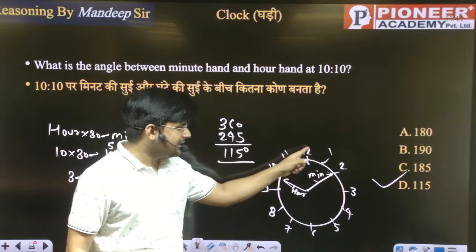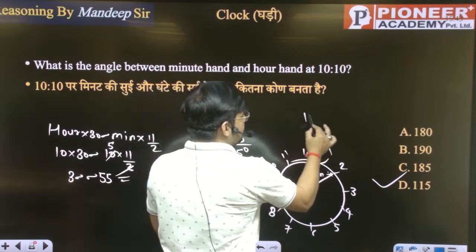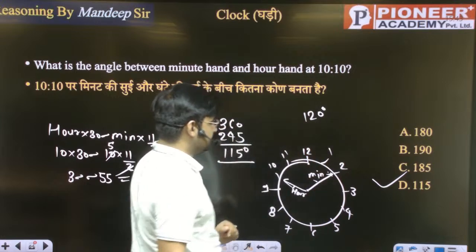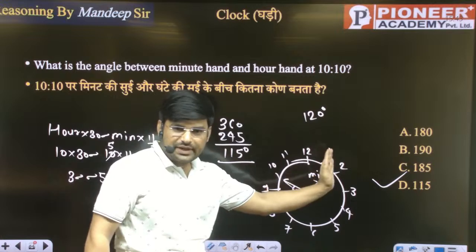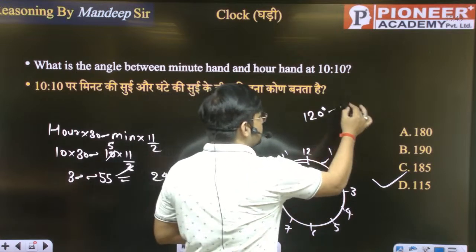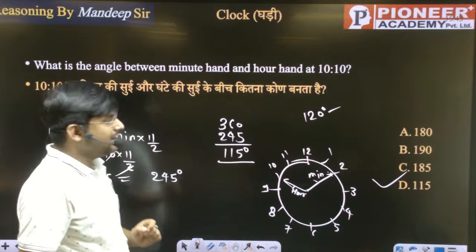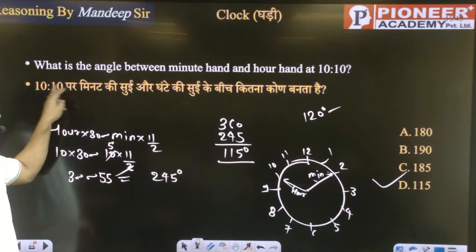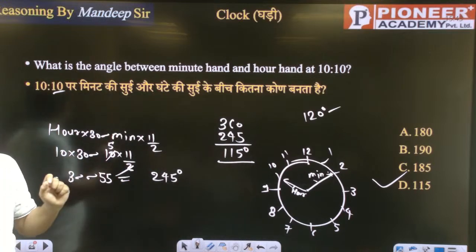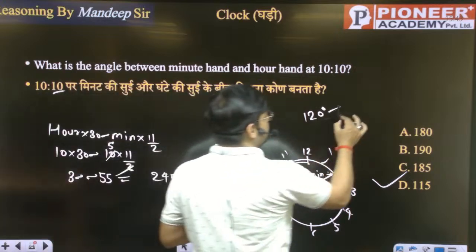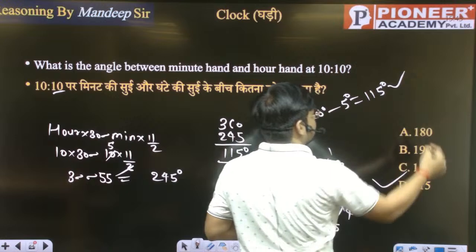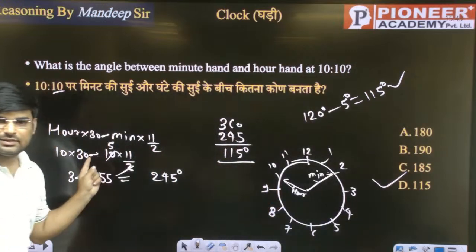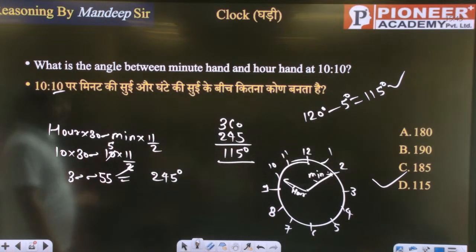30, 60, 90, 120. But the hour hand moves forward, so we will subtract how many degrees? Half of the minute hand. Half of 10 is 5. 120 minus 5 equals 115. It's easier than this. Is it clear?